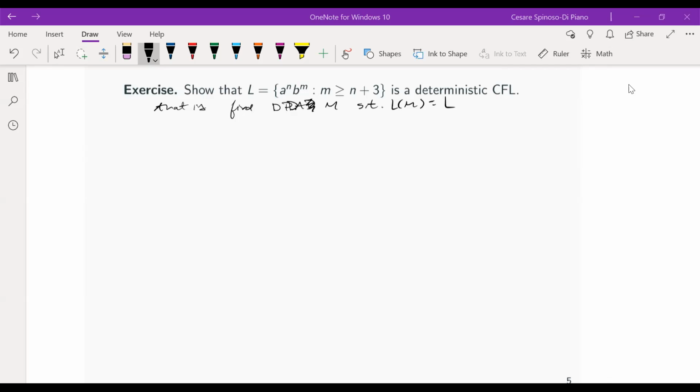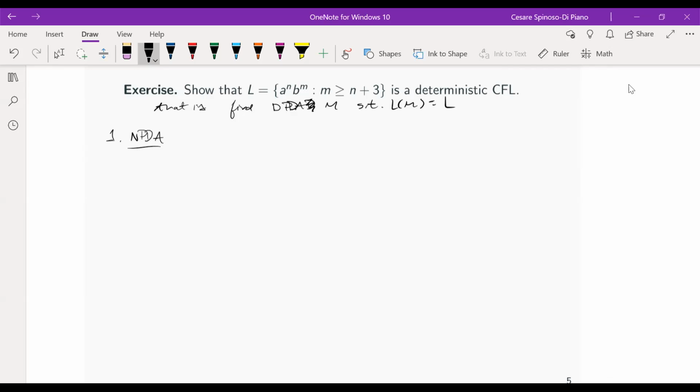Actually, the first thing I want to do is show you a quick way of doing it the wrong way, which is not wrong just because you want a deterministic PDA. Your first instinct might be to create an NPDA, and I'm going to show you why that goes wrong.